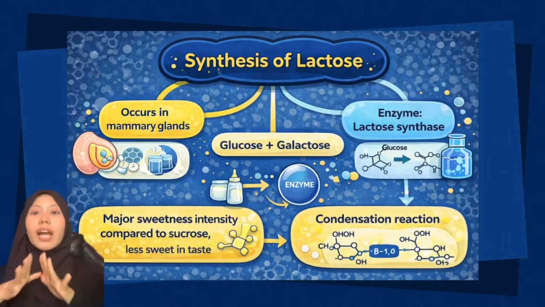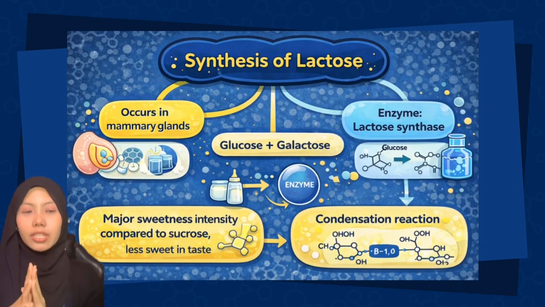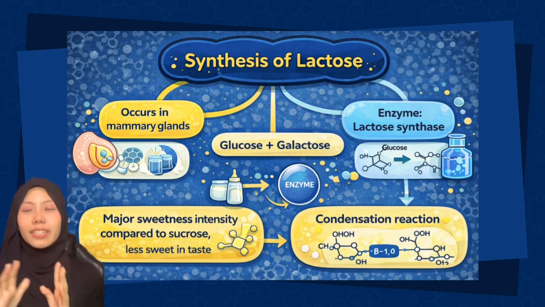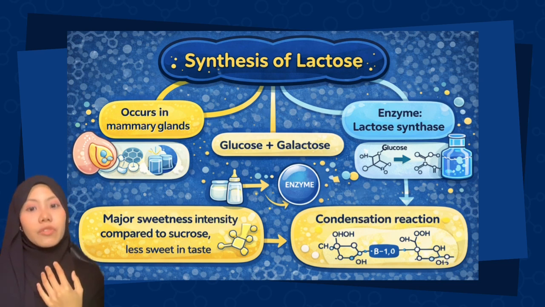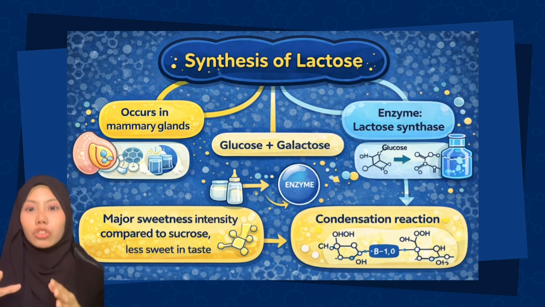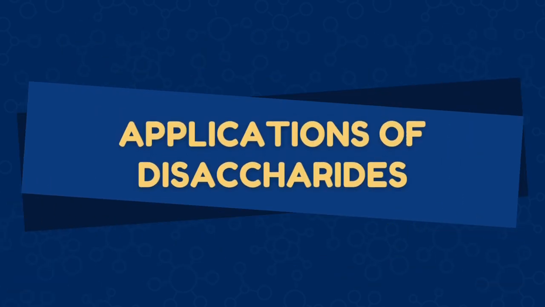Now, I will explain how lactose is synthesized. Lactose is naturally synthesized in the mammary glands of mammals during milk production. It is formed from two monosaccharides, which are glucose and galactose. This reaction is catalyzed by a specific enzyme known as lactose synthase. The synthesis occurs through a condensation reaction where a water molecule is released as the glycosidic bond is formed. This enzyme-controlled process ensures that lactose is produced efficiently and accurately.